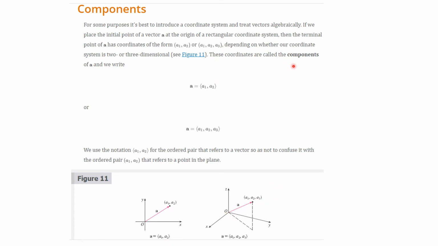These coordinates are the components of A, and we write A is equal to, and please note this, pointy brackets A1, comma, A2. And A in three dimensions is pointy brackets A1, A2, A3. We use this pointy bracket notation so we don't confuse them with ordered pairs. Here are examples of those. Notice that we started this vector at 0, 0, and we're going to refer to that as a standard position in a bit.